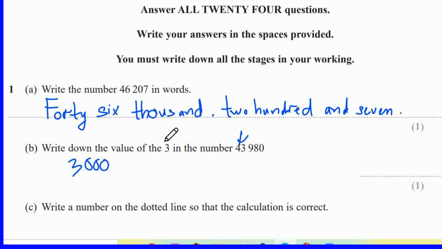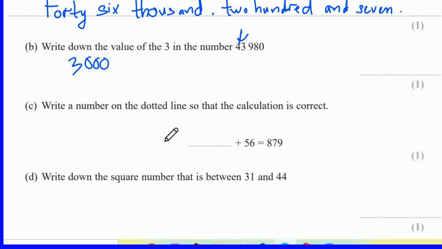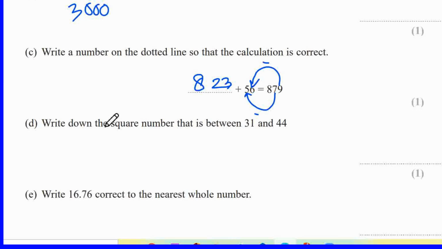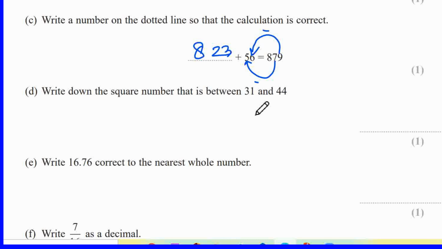Number C, write a number on the dotted line so that the calculation is correct. Something plus 56 equals 879, so we subtract. 9 minus 6 is 3, and 7 minus 5 is 2, and 8 remains the same, so it's 823. Subtract. Okay, that's easy.